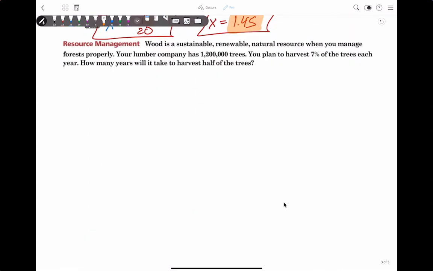So next question. It says, would a sustainable, renewable natural resource when you manage forests properly? Your lumber company has 1,200,000 trees. You plan to harvest 7% of the trees each year. How many years will it take to harvest half the trees? Okay, so this is going to have as far as like a rate and a principal, and it's going to use our function that we've seen before of A is equal to the principal times 1 minus, instead of plus, r, raised to the power t. So this isn't compound interest. That's not what this is.